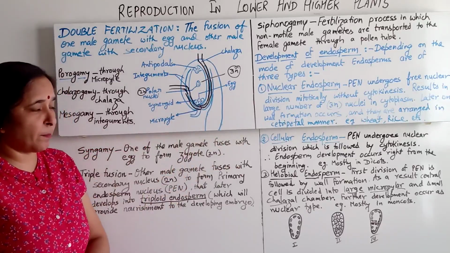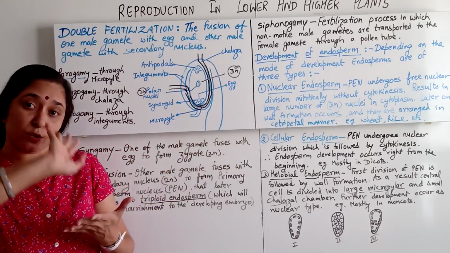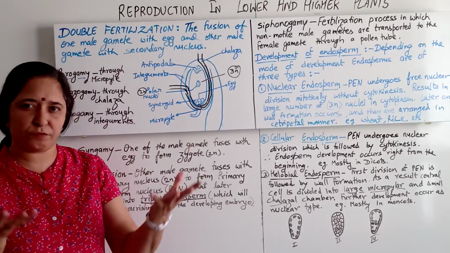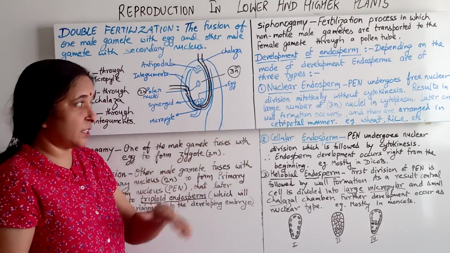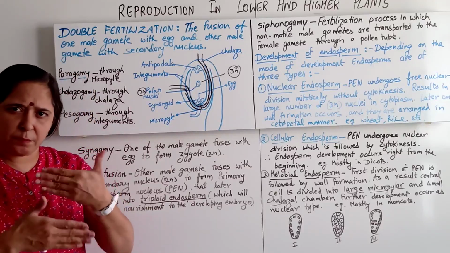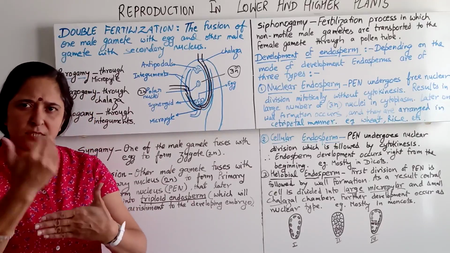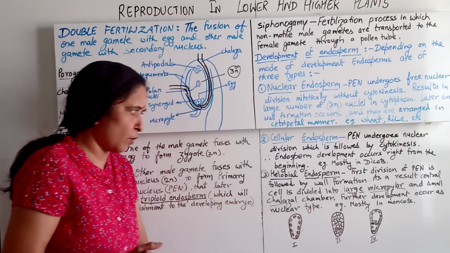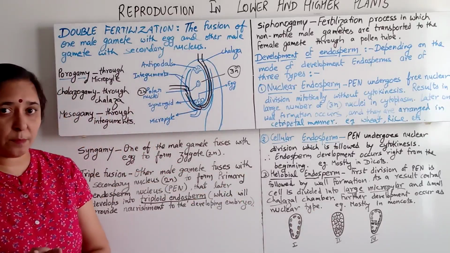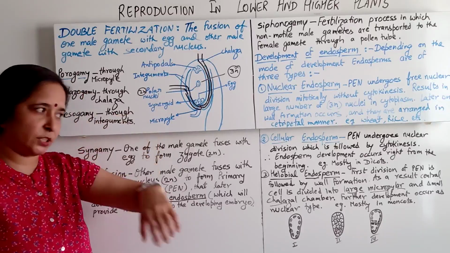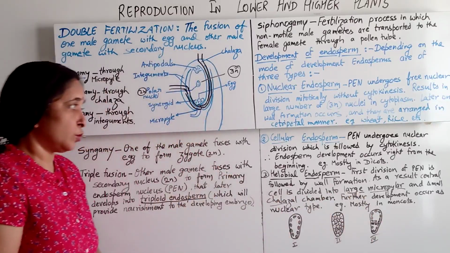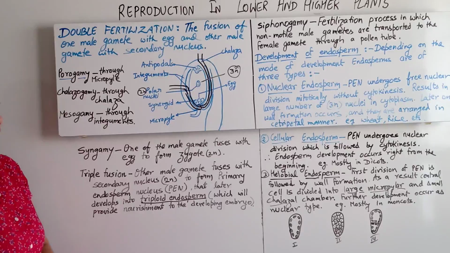See, in the nuclear type, first karyokinesis, cytokinesis later on, and when a large number of triploid nuclei are there, they arrange at the periphery. Then the cellular one: right from the beginning, both karyokinesis and cytokinesis, and they are distributed uniformly. Then helobial: first the major division into two chambers, then further divisions take place and they are arranged like this. So these are the developments of the endosperm.